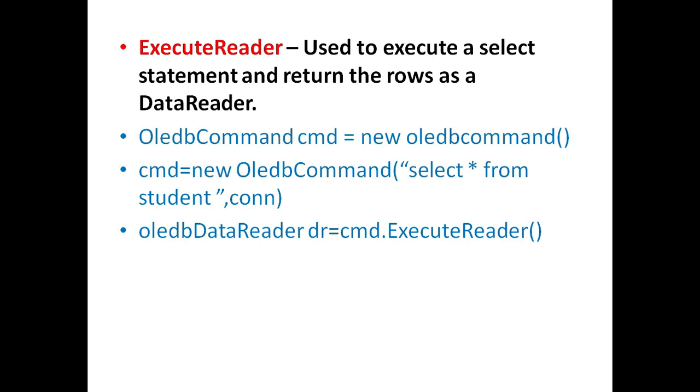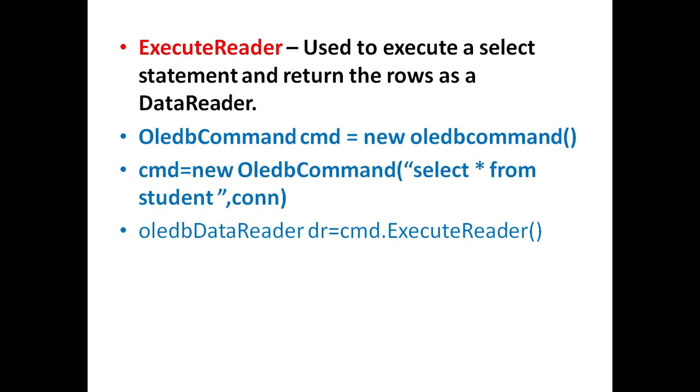And ExecuteReader. This method is used to execute a select statement and return rows as a data reader. For example, here also we have created an object for OleDbCommand as OleDbCommand cmd equal to new OleDbCommand, with select star from student, and we will assign this to a data reader with OleDbDataReader dr equal to cmd.ExecuteReader. So it will select all the rows from the student table and store them in the data reader dr.